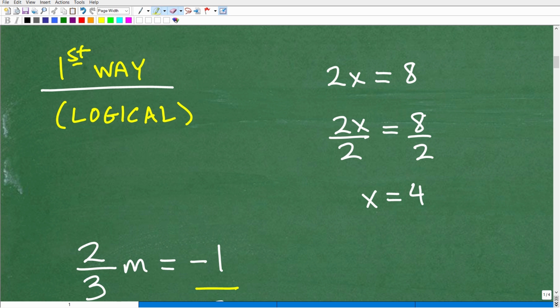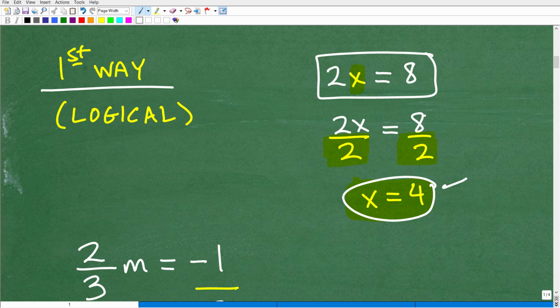So probably most of you out there would know, okay, to solve for x, because this is 2 times x, I need to divide both sides of the equation by 2. This is logical, and this is absolutely what you need to do. So I'm going to get 2x divided by 2, or 2 divided by 2 is 1x, or x, and 8 divided by 2 is 4. And that would be the correct answer, okay?